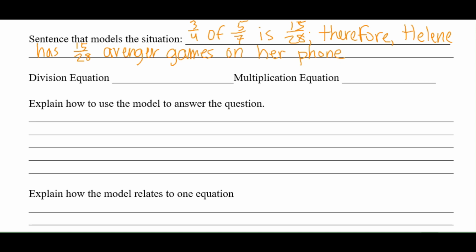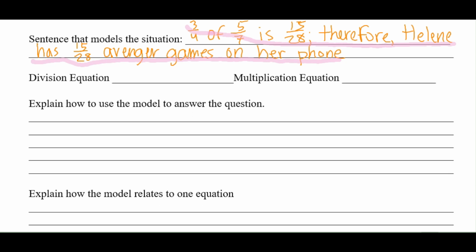The sentence to model the situation: 3/4 of 5/7 is 15/28. Therefore, Helen has 15/28 Avenger games on her phone.